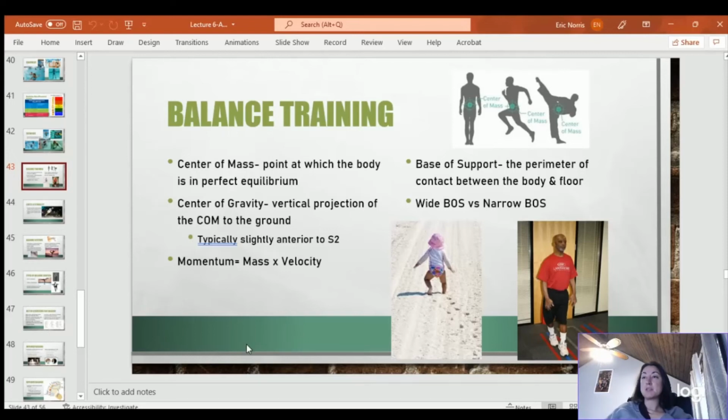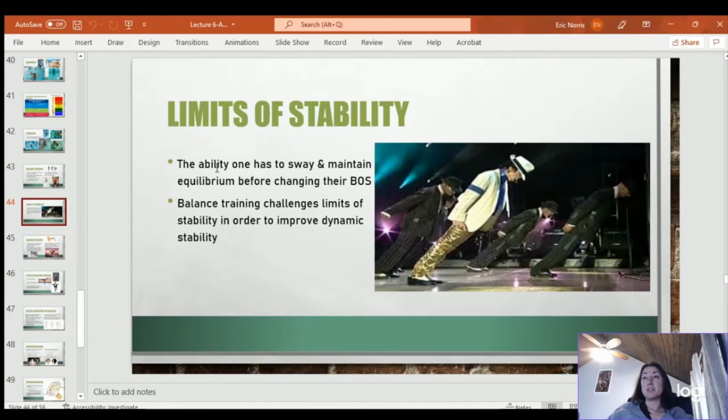Remember, momentum is mass times velocity, and your base of support is the perimeter of contact between the body and the floor. A wide base of support gives you more stability. A narrow base of support challenges your balance. Limits of stability: that's the ability one has to sway and maintain equilibrium before changing their base of support. So it's the ability to move within that base of support before they need to change their foot placement. Balance training challenges their limits of stability in order to improve their dynamic stability.